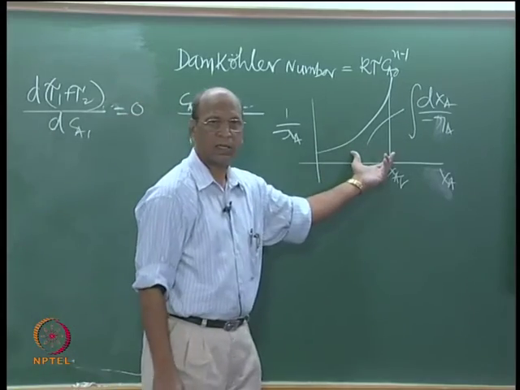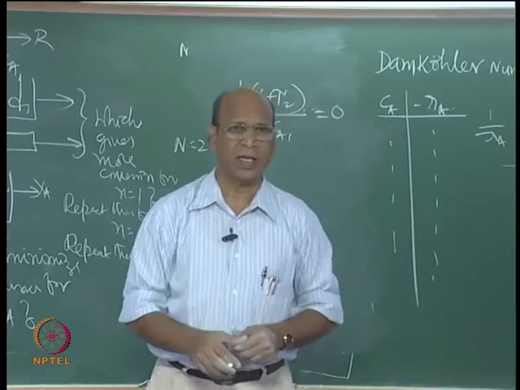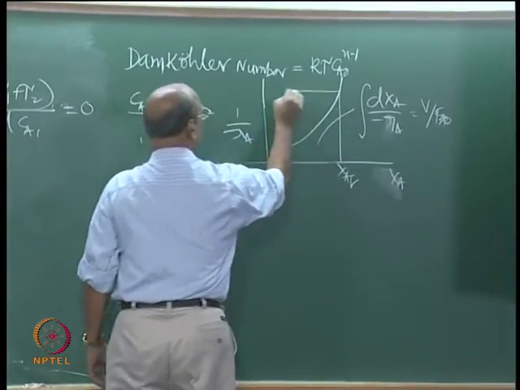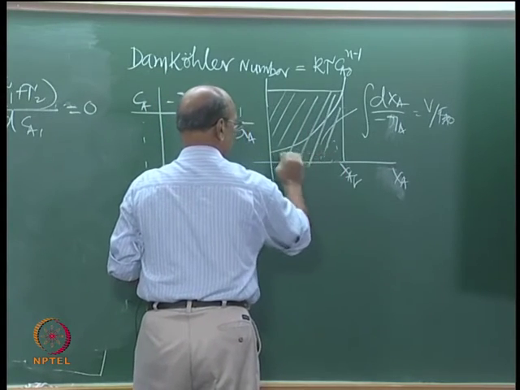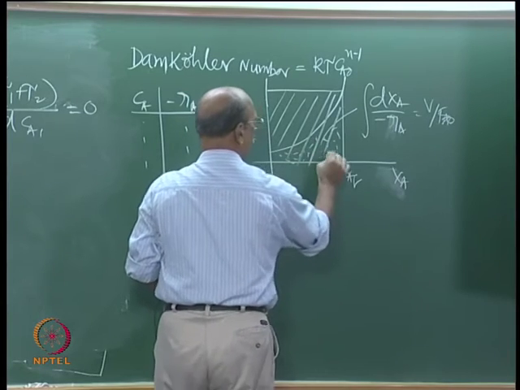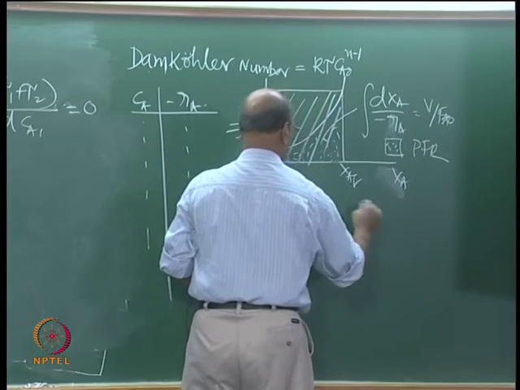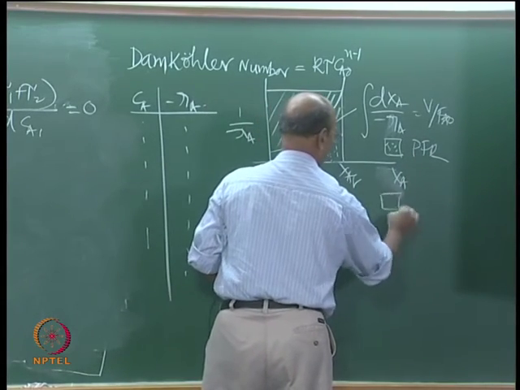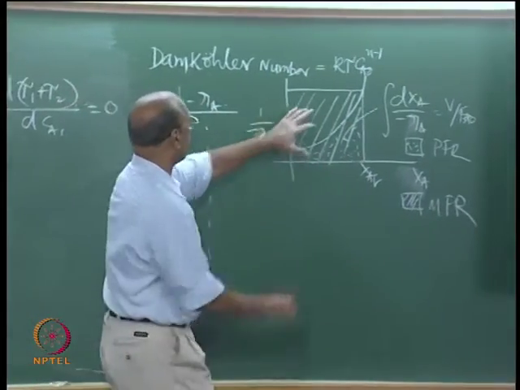This is the area. That is equal to nothing but V by F naught, if it is plug flow. These equations you already know, but the connection should come. Not able to follow still? Now if it is a mixed flow reactor, all this is only PFR. Okay, this is PFR and this one is MFR.